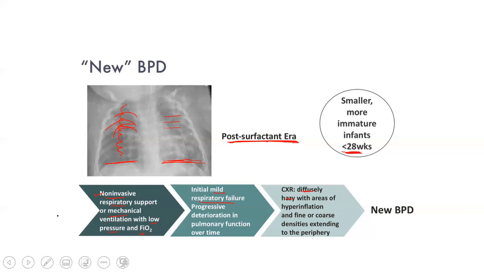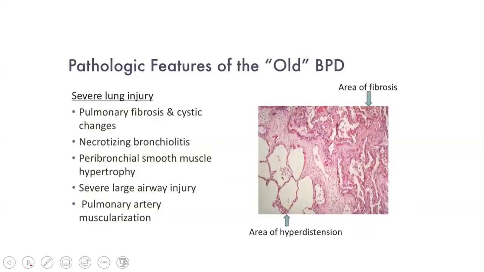And there's also a pathological difference between the new and the old bronchopulmonary dysplasia. What does the histological finding look like? We discussed it very quickly. In the old one you will see some fibrosis, some cystic changes, necrotizing bronchiolitis because of the damage, hypertrophy of the smooth muscles, pulmonary artery muscularization, and pulmonary hypertension.